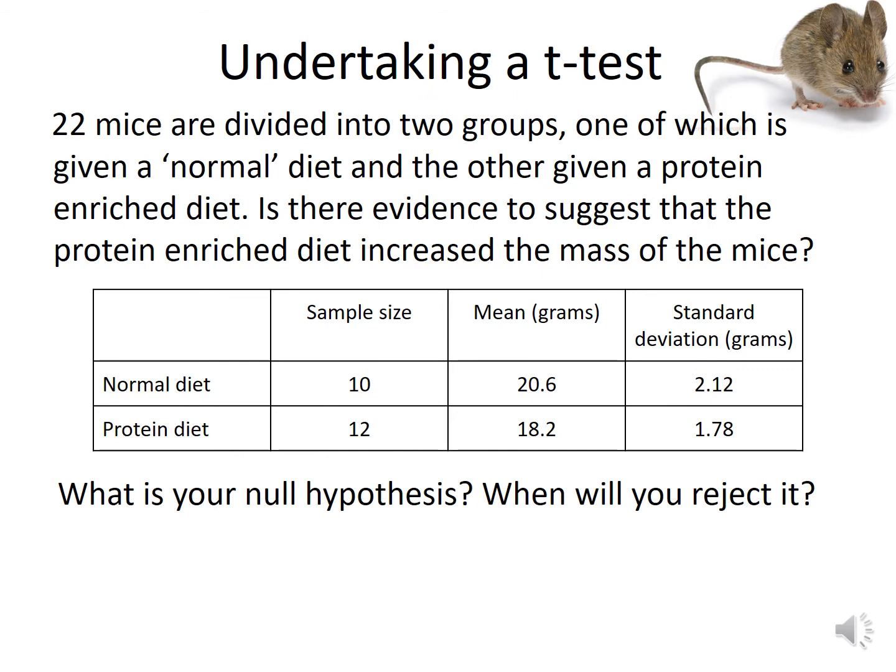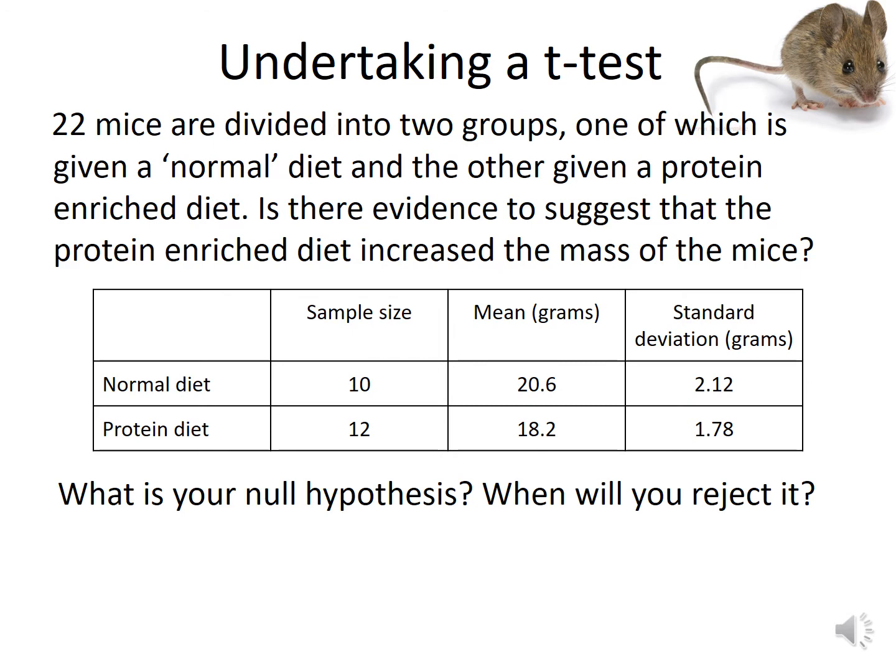So we're going to have a look at an example. 22 mice are divided into two groups, one of which is given a normal diet and the other is given a protein enriched diet. Is there evidence to suggest that the protein enriched diet increased the mass of the mice?